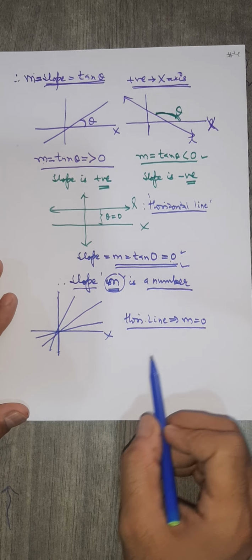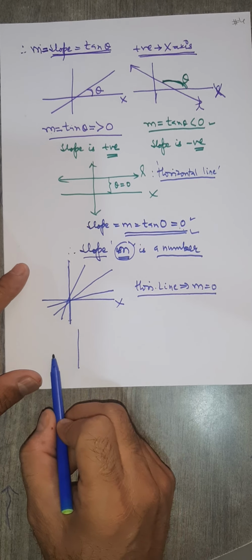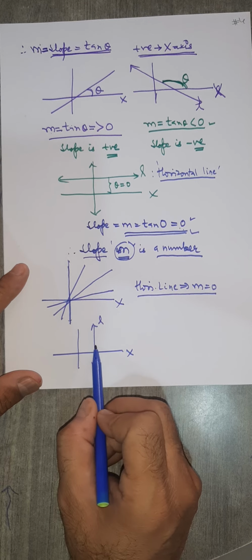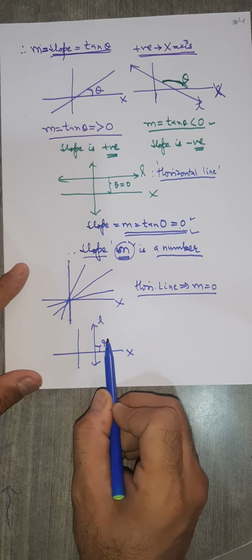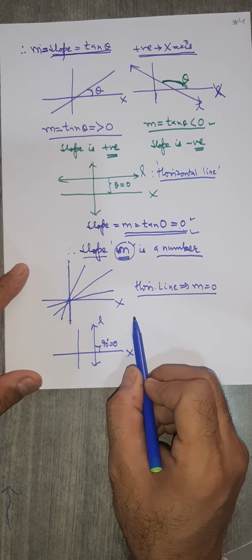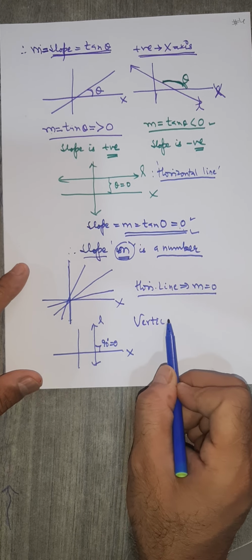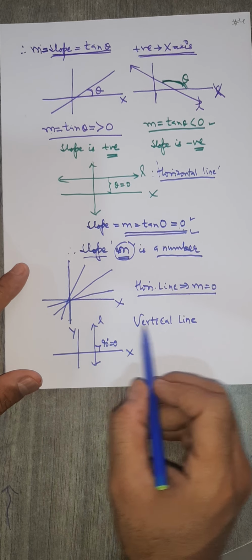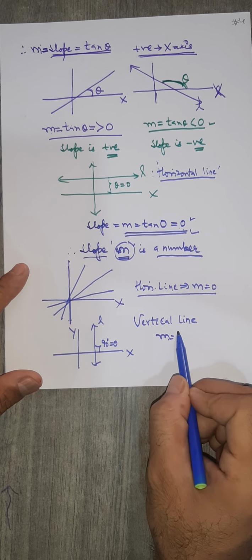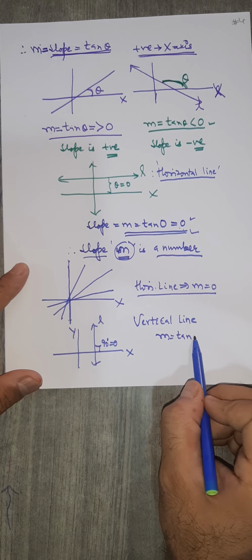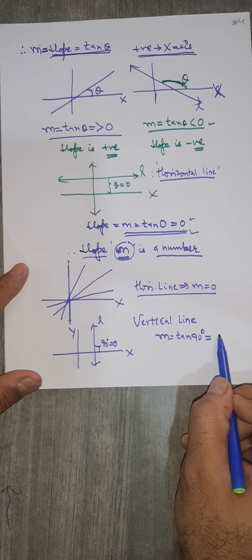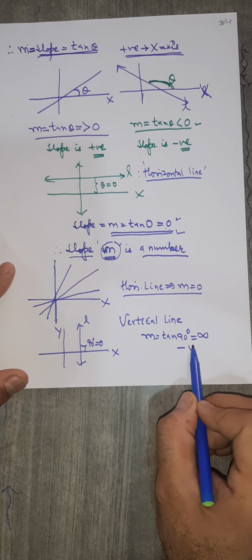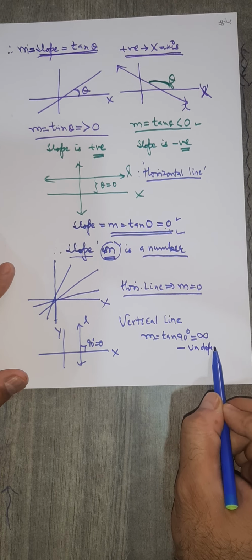But if I take a vertical line like this, it is the line which is perpendicular to the x-axis. So what is the angle here? 90 degrees. So for a vertical line that is parallel to the y-axis or the y-axis itself, slope m equals tan of the angle, which is 90 degrees. Tan 90 is undefined.